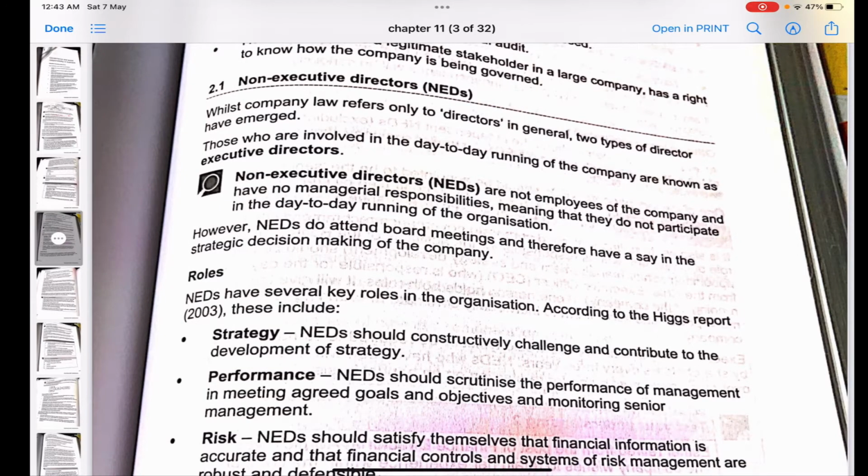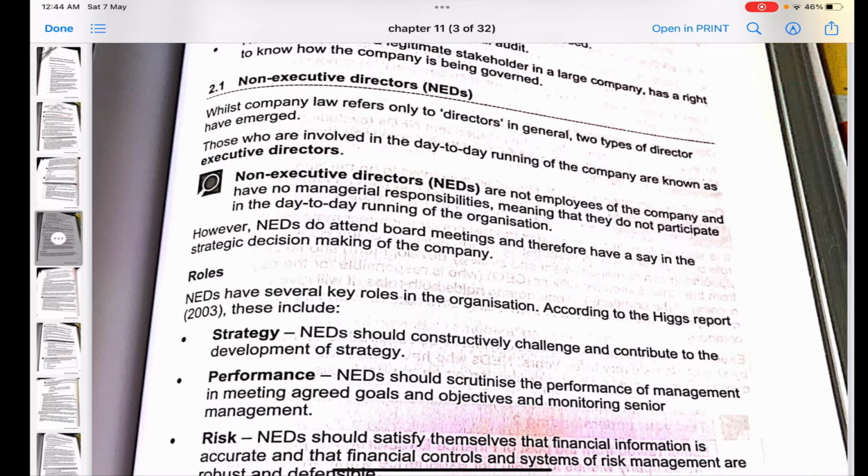Non-executive directors. Whilst company law refers to directors in general, there are 2 types of directors, which we've done, that is executive directors and non-executive directors. NEDs are not employees of the company and have no managerial responsibilities, meaning that they do not participate in the day-to-day running of the organization. However, they do attend the board meetings and therefore have a say in the strategic decision making of the company. Do you have any doubts in this? We have just done that, right? So non-executive directors attend the board meetings, but they don't intervene in the day-to-day activities of the business organizations.